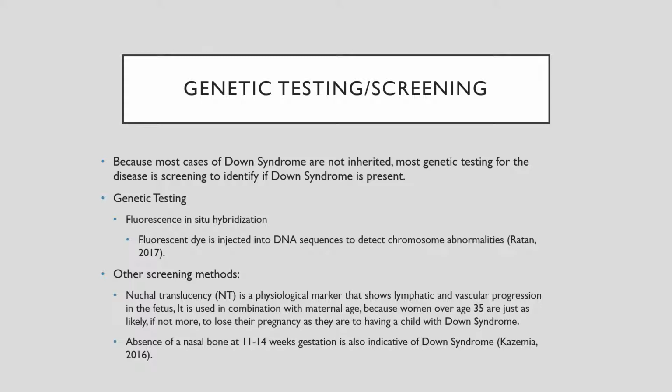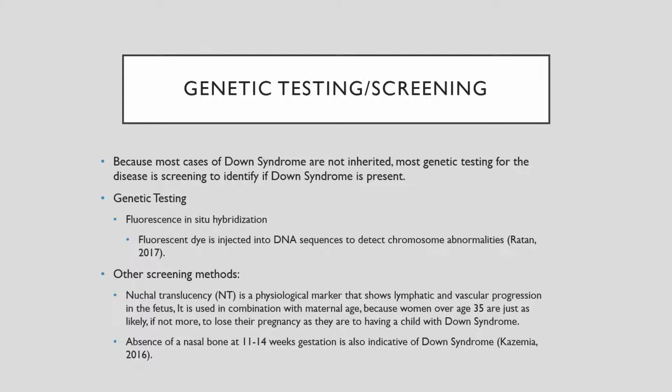Because most cases of Down syndrome aren't inherited, it's difficult to genetically test to see if a parent is going to pass Down syndrome on to their child. As we've said before, really the only way that can happen is through translocation. So I've named a few genetic screening options. The first one is fluorescence in situ hybridization. That is when fluorescent dye is injected into DNA sequences to detect chromosomal abnormalities, such as the presence of an extra copy of chromosome 21.